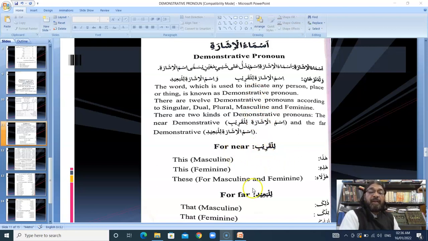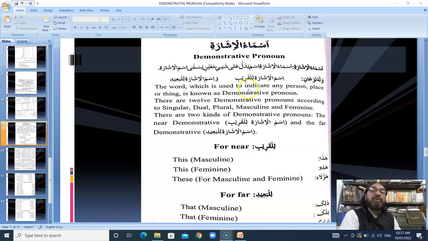So like lil qarib and lil ba'id, haza, this, masculine, hazihi, this, feminine, haulai, these, for masculine and feminine. These are more clearly written here. That is why I included this page. And here also ismul isharati lil qarib, ismul isharati lil ba'id.